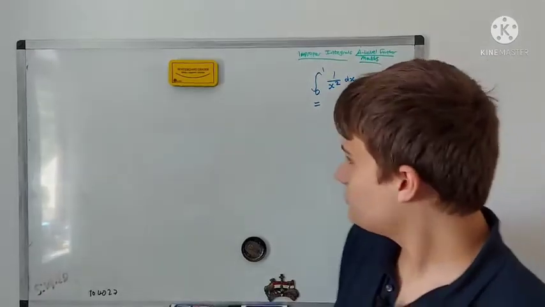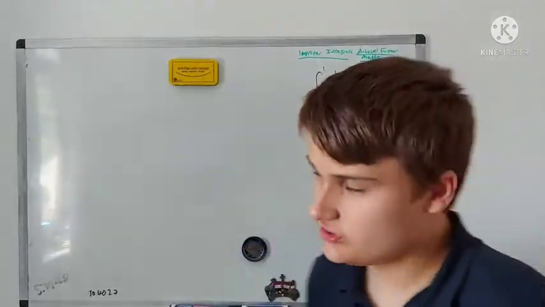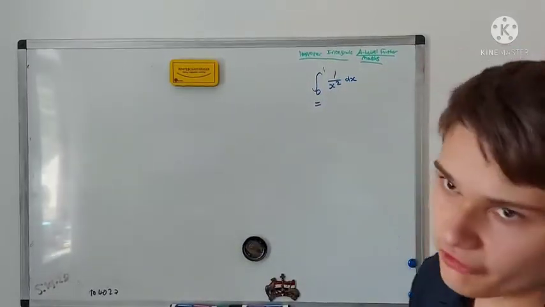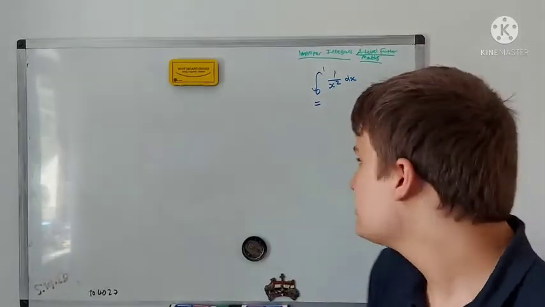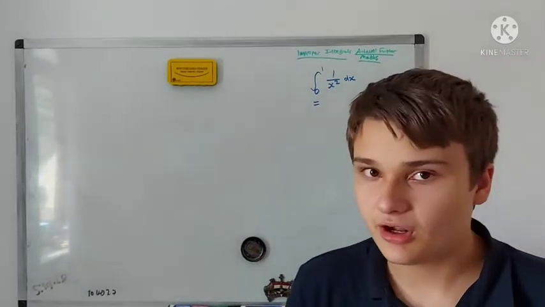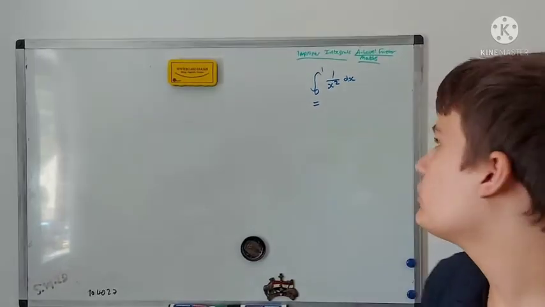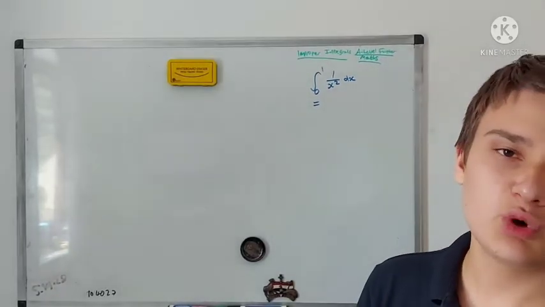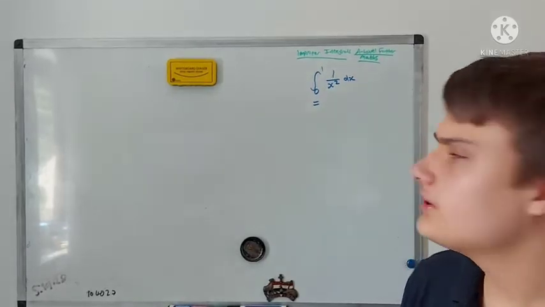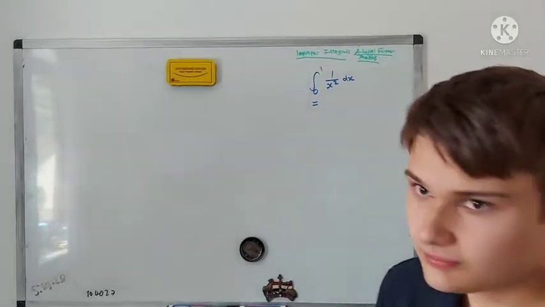Now this might look like a proper integral to you. I've got the integral between 0 and 1 of 1 over x squared in respect to x. This is a hint, this is improper. Why? Because what if x was 0? Well, 1 over 0 squared, you can't divide by 0. So this must be improper, right?